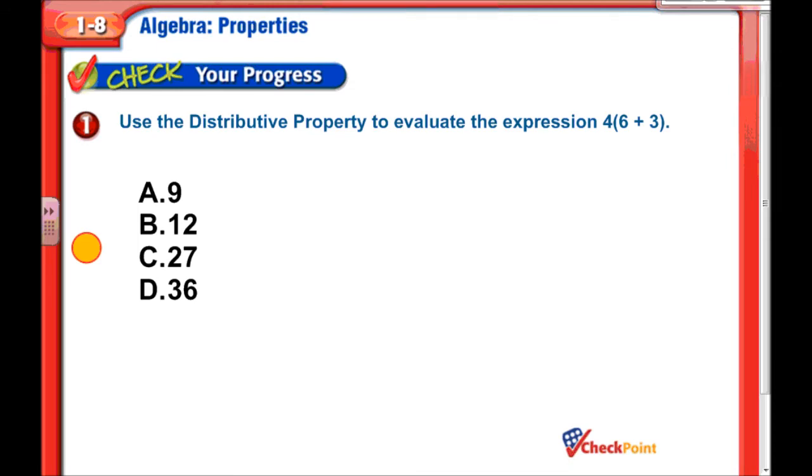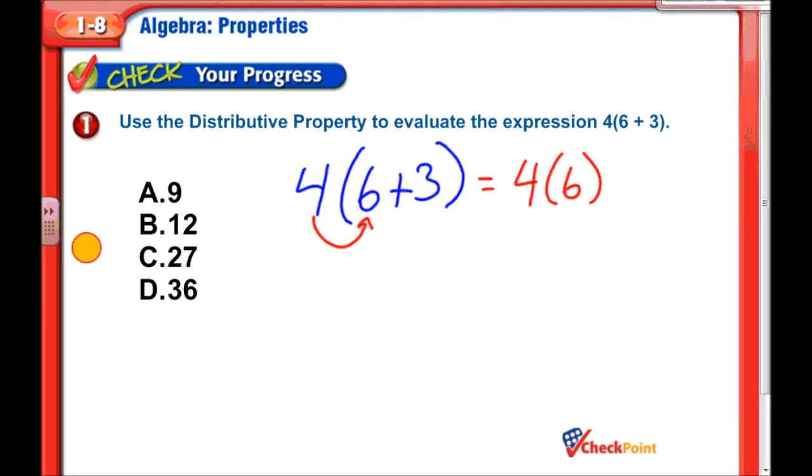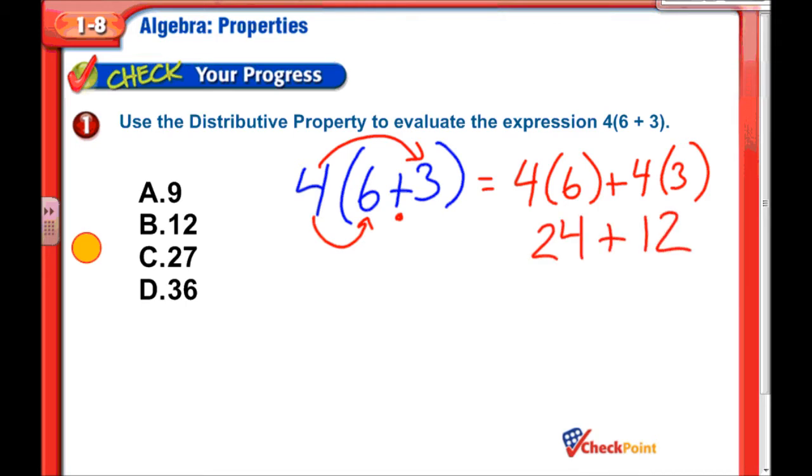Our turn. So we're using the distributive property to evaluate 4 times (6 plus 3). Okay, again, we're going to multiply the number on the outside times the first thing in parentheses. So 4 times 6. We have a plus sign right here, so we bring a plus sign over. Now we do the number on the outside times the second number in parentheses, so 4 times 3. Well, 4 times 6 is 24, plus 4 times 3 is 12. 24 plus 12 is 36. So it looks like our answer is 36. Moving on.